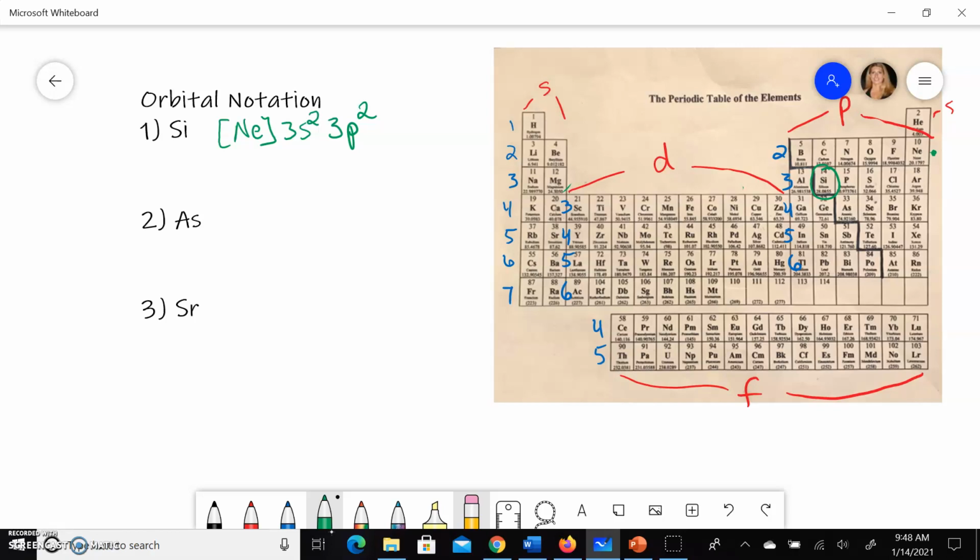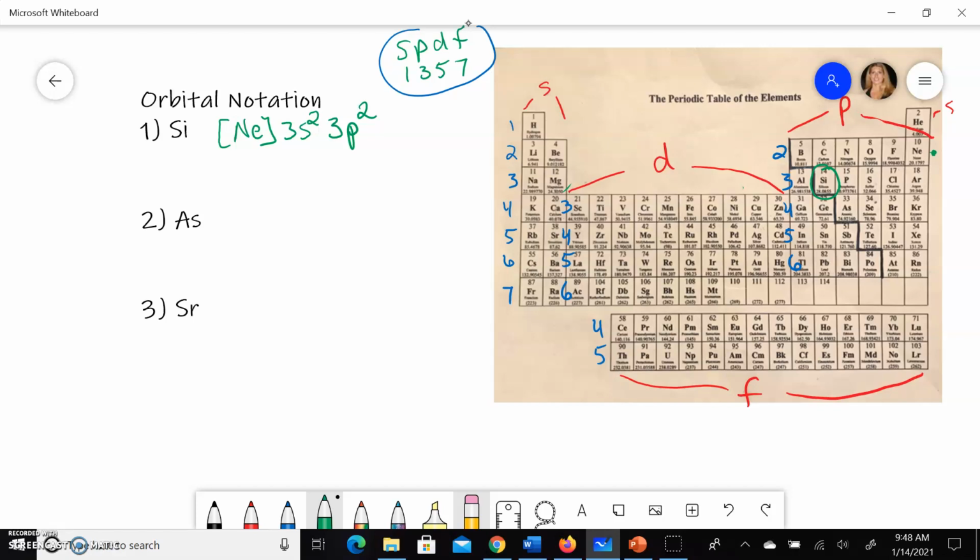So now if you can write somewhere on your paper SPDF 1, 3, 5, 7, that will help you. Those are the number of orbitals for each of those sublevels. So S will always have 1 orbital, P always has 3, D has 5, F has 7, regardless of the coefficient that's in front of them.